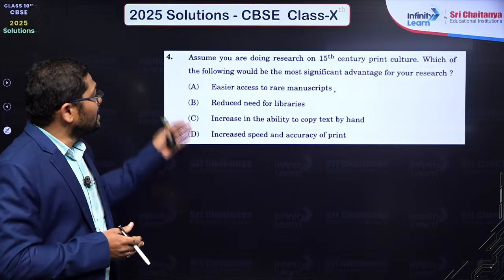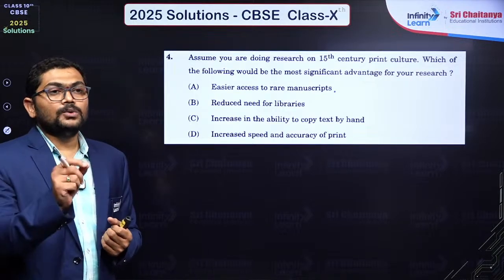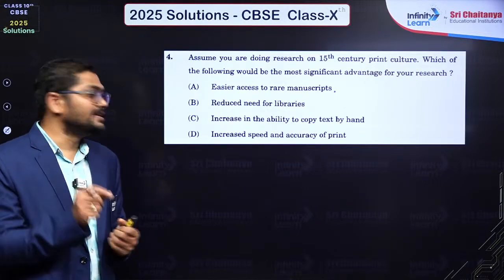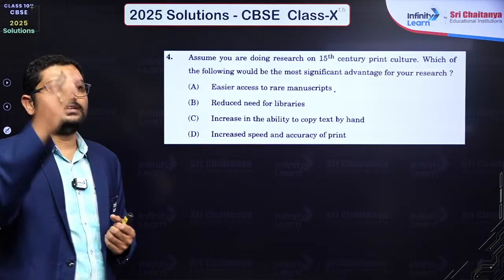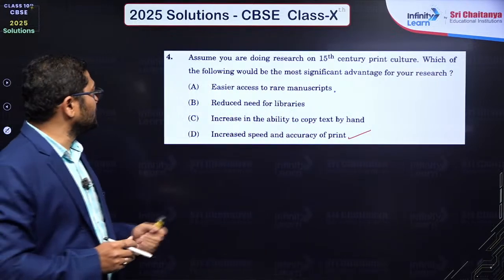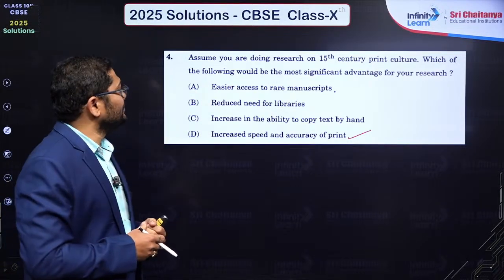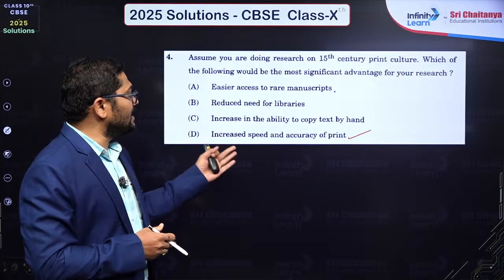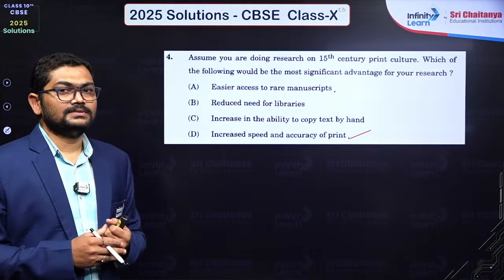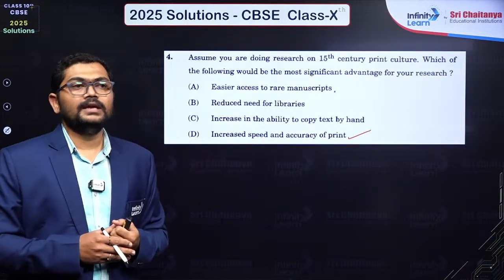So for this particular question, we must remember the year in which Johannes Gutenberg perfected the printing press. So with the help of the printing press, yes, there is an increased speed and accuracy of the print. That is actually what started the print revolution. So that's the reason why option D stands to be the correct option for question number 4. If you are doing research on 15th century print culture, out of all the mentioned, increased speed and accuracy of the print is the most significant advantage of the research. Fine. So for the 4th question, the correct option is D.